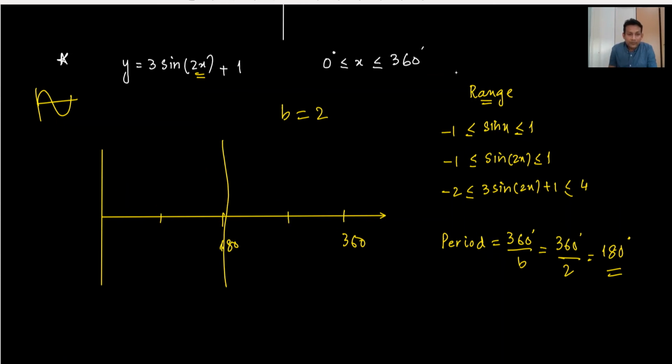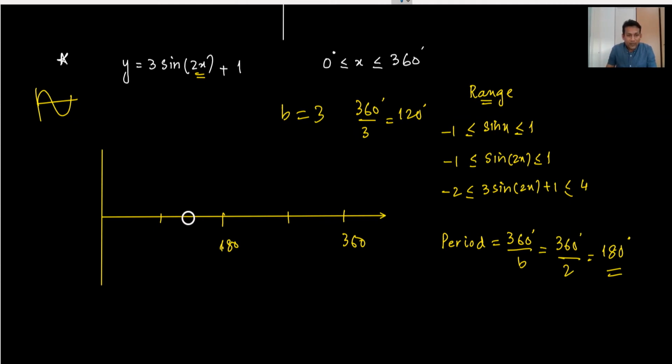But when B is 3, now what will happen? This 360 divided by 3 is coming 120 degrees. What does it mean? Sorry, not 180 degrees, 3 times 120 degrees. So 120 means what will happen here?